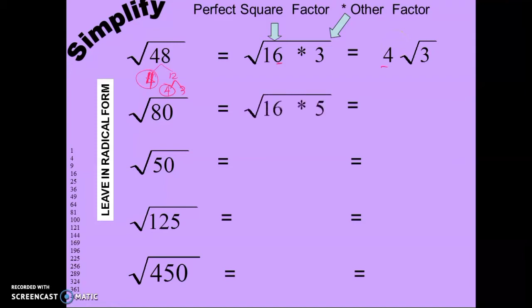Next. Okay. So, 80, ang perfect square factor niya is 16. Kasi 16 times 5 is 80. So, we have 4 square root of 5. Okay? Next. Okay. Square root of 50, yan yung kanina. So, the answer there is 5 square root of 2.